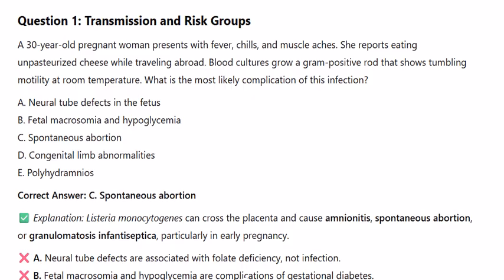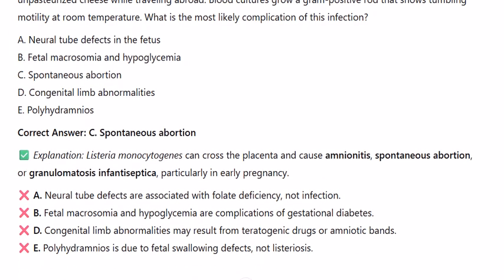Spontaneous abortion. Explanation: Listeria monocytogenes can cross the placenta and cause amnionitis, spontaneous abortion, or granulomatosis infantiseptica, particularly in early pregnancy. A. Neural tube defects are associated with folate deficiency, not infection.